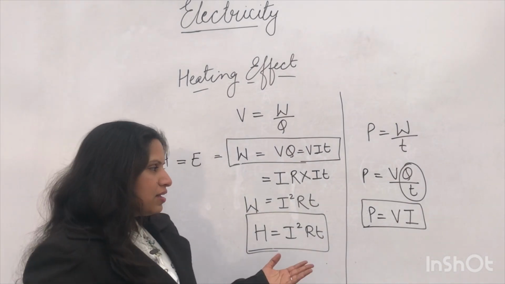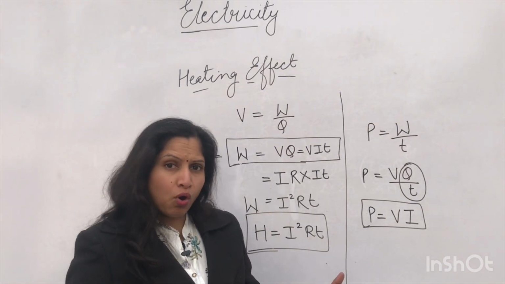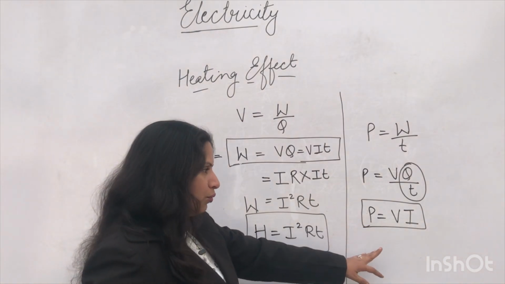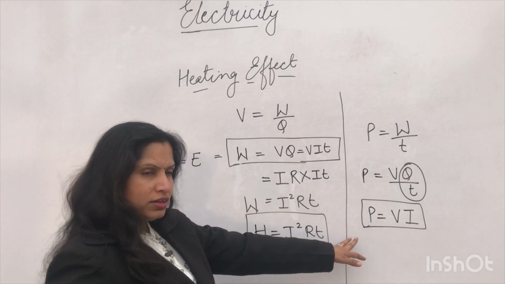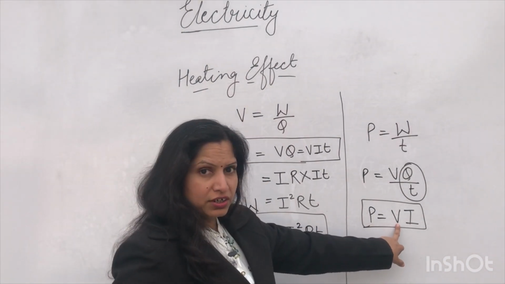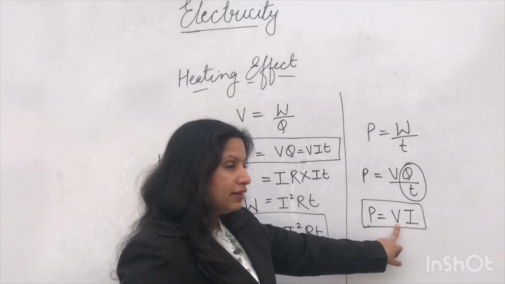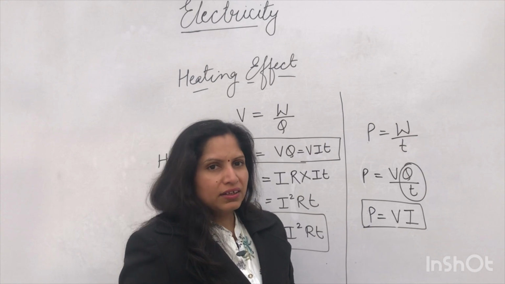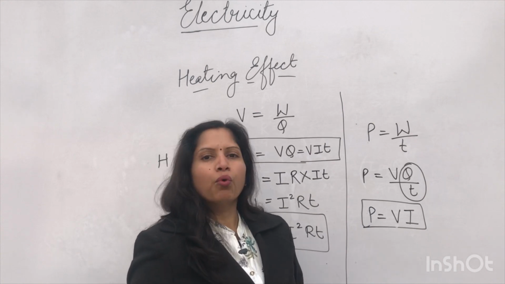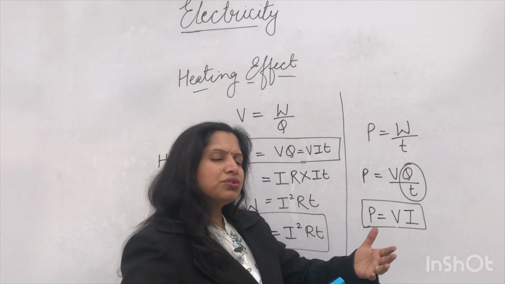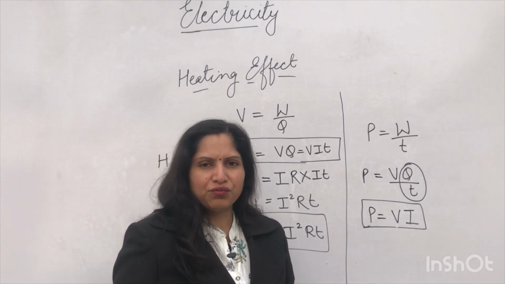If you are asked to define 1 watt, the SI unit of power, how will you define that? 1 watt is the power generated when 1 volt potential difference is applied and a current of 1 ampere passes through the circuit. Then the power is said to be 1 watt. So if you are asked to define anything, just use that formula and you can easily define it.